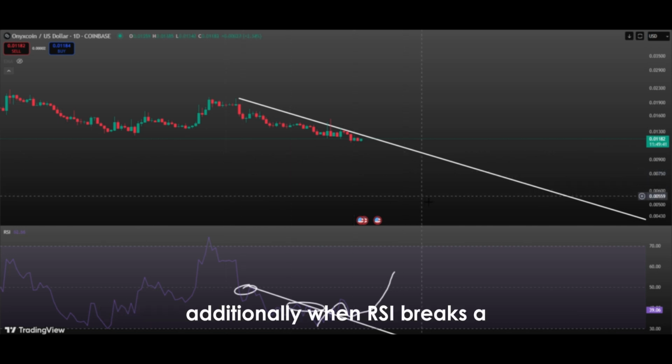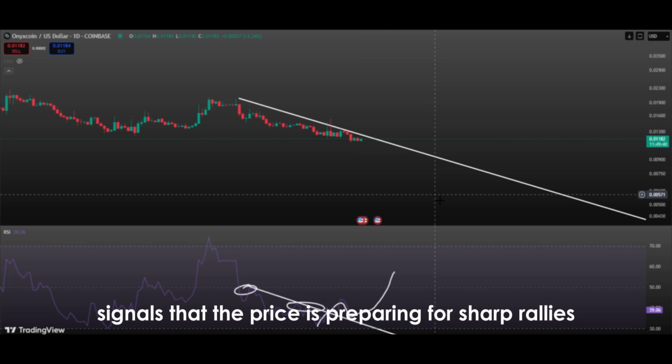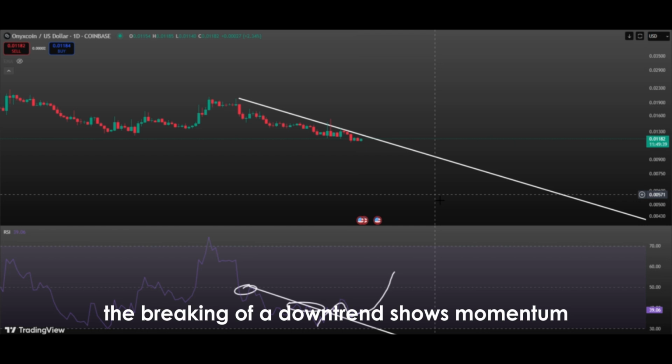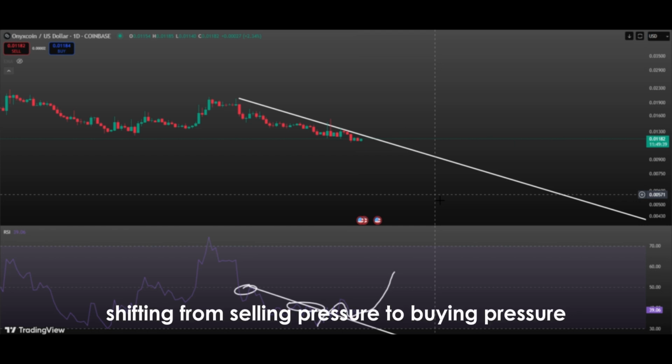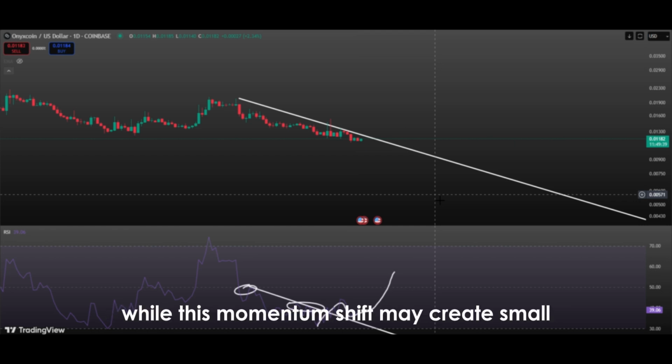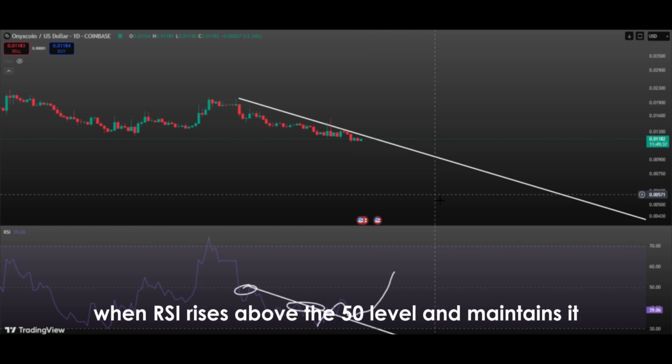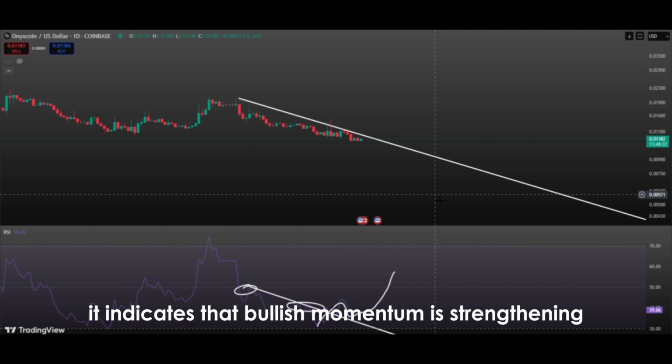Additionally, when RSI breaks a trend and retests successfully, it usually signals that the price is preparing for sharp rallies ahead. Since RSI measures momentum, the breaking of a downtrend shows momentum shifting from selling pressure to buying pressure. While this momentum shift may create small short-term fluctuations in price, it can signal significant rallies in the medium to long term. Particularly when RSI rises above the 50 level and maintains it, it indicates that bullish momentum is strengthening.